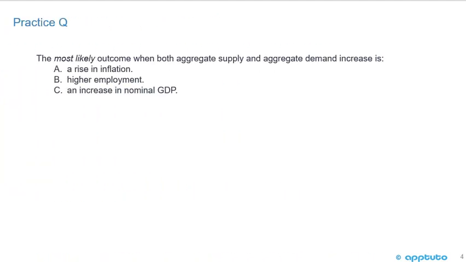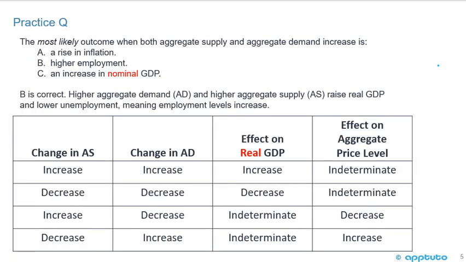Now we'll just do a quick practice question. The most likely outcome when both aggregate supply and aggregate demand increase is A, a rise in inflation, B, higher employment, or C, an increase in nominal GDP. Okay, so we just have to memorize this table again, but there's one little twist with this, because C is asking about an increase in nominal GDP. And so when you read both aggregate supply and aggregate demand increase, well, that's an increase in real GDP. You might be tempted to answer C, but it's not the right one.